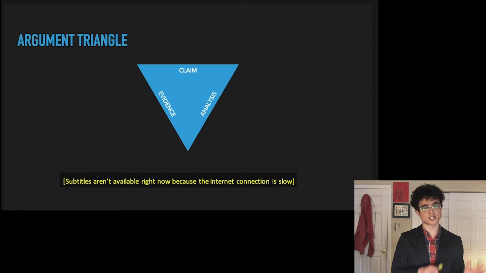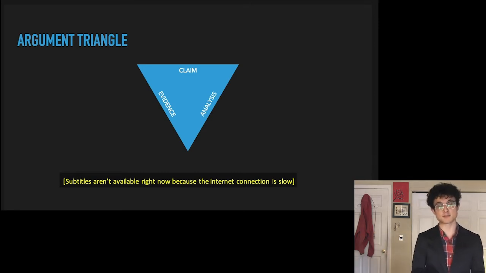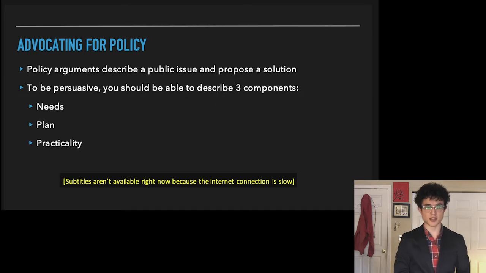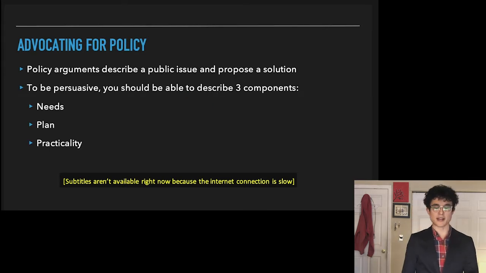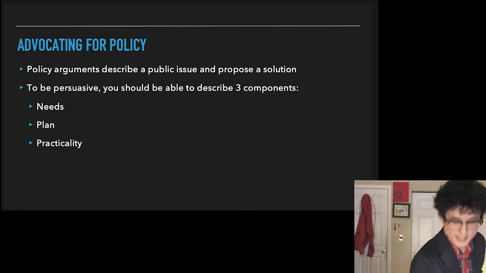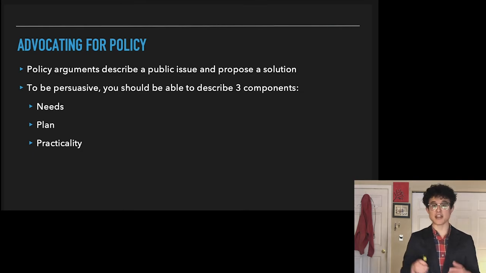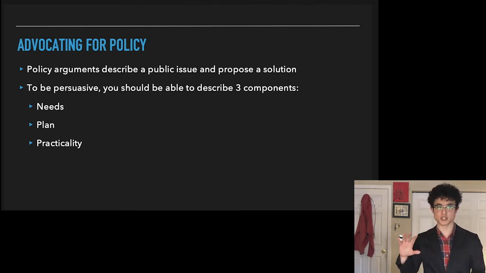And so now what I want to do is shift gears a little bit and talk about some components that are specific to policy arguments. So as a reminder, any policy argument, such as the one you're going to be making in your next speech assignment, is going to be anything that is describing a public issue, and then you're going to suggest or propose a solution and tell us why that solution is the best option for that policy.